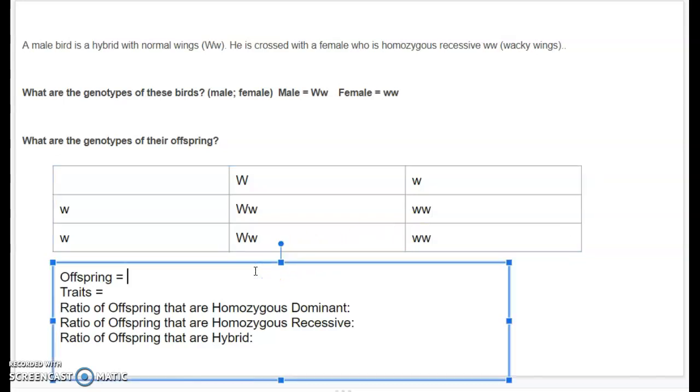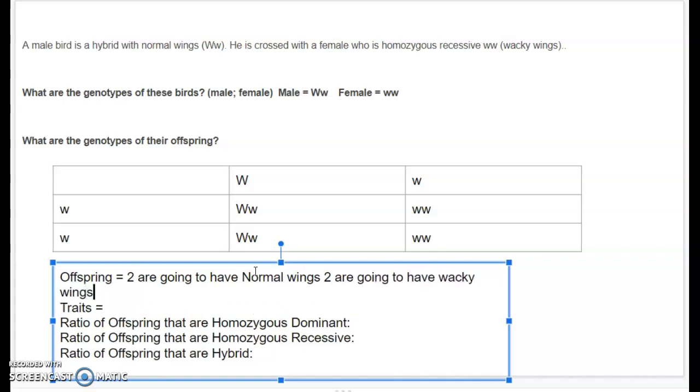So now let's look at our offspring. So what type of offspring are we going to have? So we have two that have a capital letter, and we have two that have two small letters. So we know that two are going to have normal wings, and two are going to have wacky wings. Then we're looking at our traits. Same thing, right? They're going to have normal wings, and some will have wacky wings.